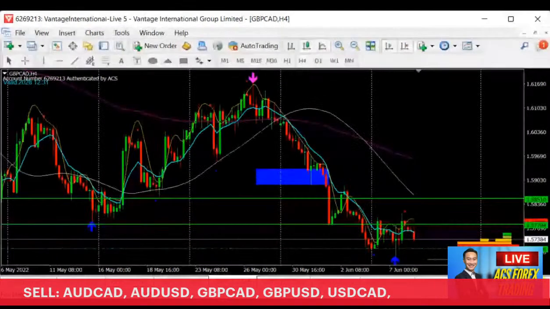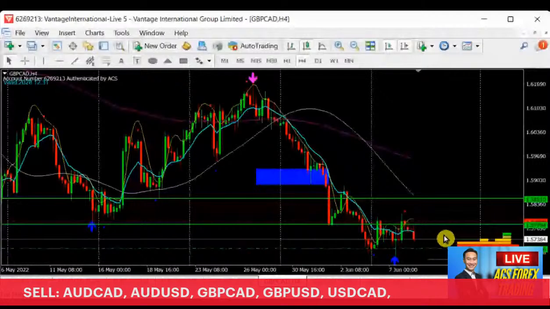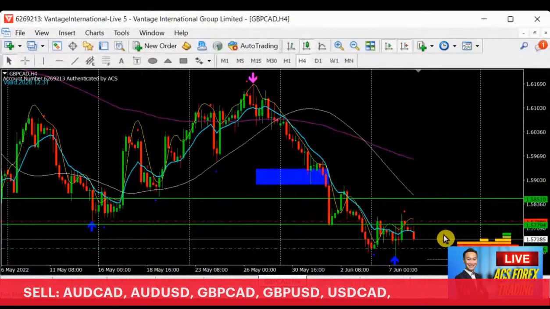Which has not right now, but it's on the support already. So this is something that's not a very good one yet. So no. Okay, so pound dollar. Pay attention to pound dollar first.